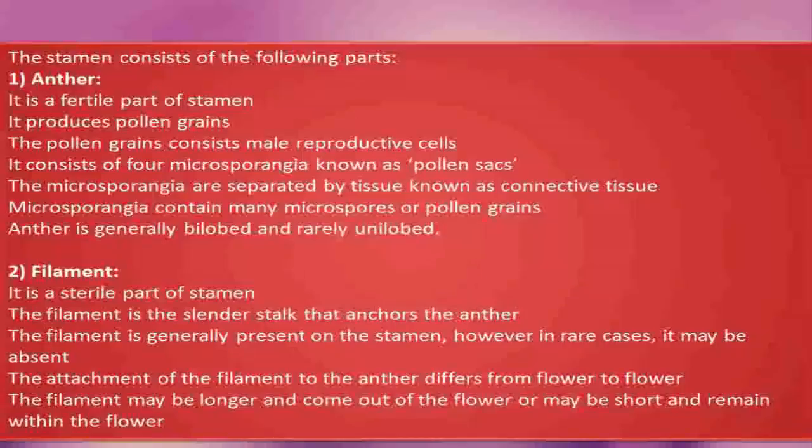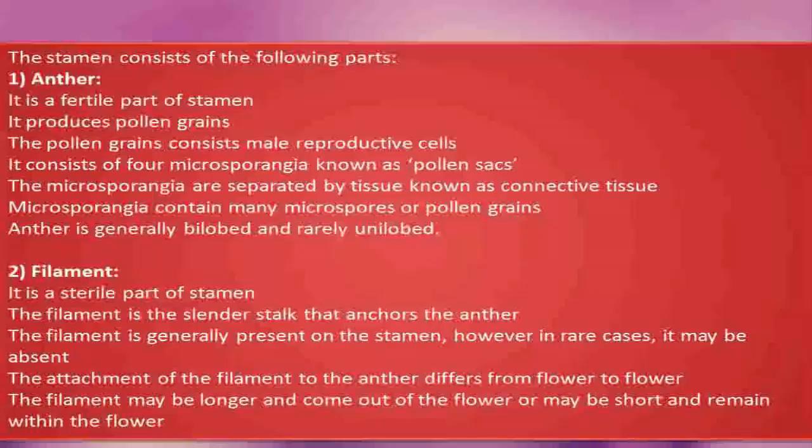So let's see anther, filament, and connective in detail. What is anther? Anther is a fertile part of the stamen. It produces pollen grains, as I just taught you. The pollen grains consist of male reproductive cells. It consists of 4 microsporangia, which are separated by tissue known as connective tissue. Microsporangia contain many microspores or pollen grains.